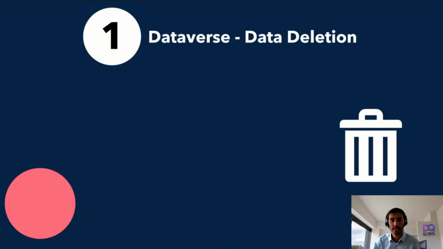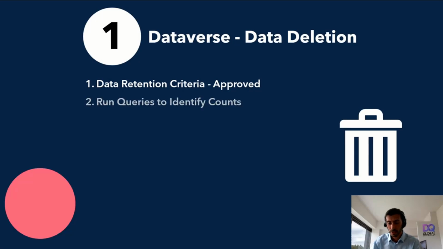So looking specifically at Dataverse, where we have $40 per gigabyte per month costs, what can we do? We have the rules signed off by the business that says this data hasn't been contacted in 4 years. You've built up the criteria. Great. So we're going to run the queries to identify the counts of records that we can issue a delete statement for. We need to sense check the results.